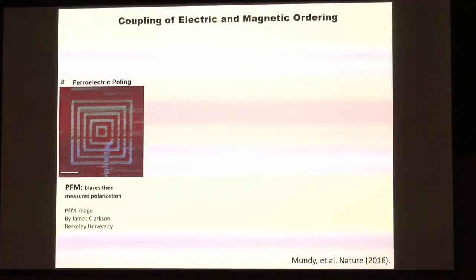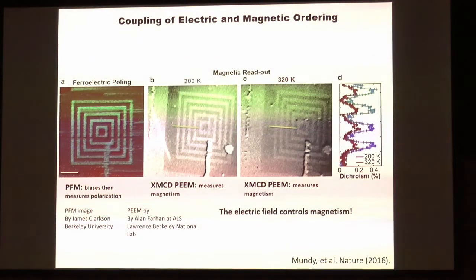So this also shows electric field control of magnetism. So here's ferroelectric poling of the lutetium ferrite superlattice by PFM. So red, I think, is polarization up, and blue is polarization down. And then they took this to the PEEM to measure the magnetic signal on the iron L3 edge. And here you can see that even at 320 Kelvin, you get a magnetic readout, which is mapping what happened with the PFM measurement. And so this is just showing the superlattice has electric field control of the magnetism.